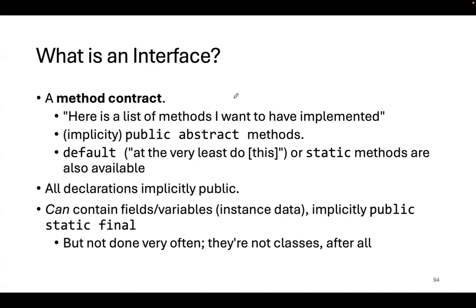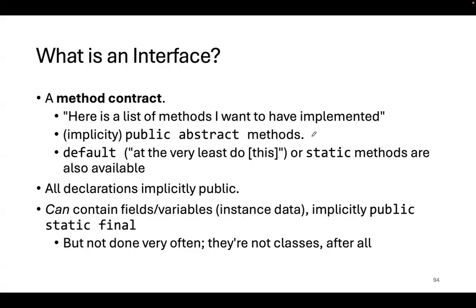So for an interface to be a method contract, we say, here's a list of methods I want to have implemented. And then any class that uses that interface has to implement those methods. Okay. Repeat after me. An interface is a method contract. Is an interface a class? Yeah. What is an interface? Great job.